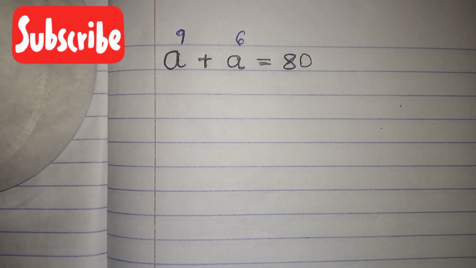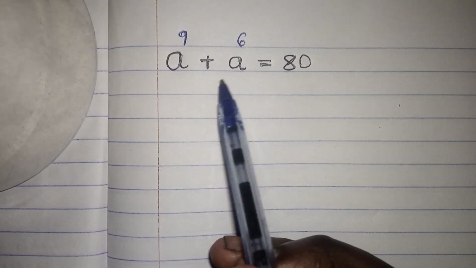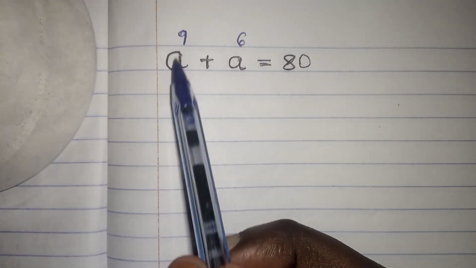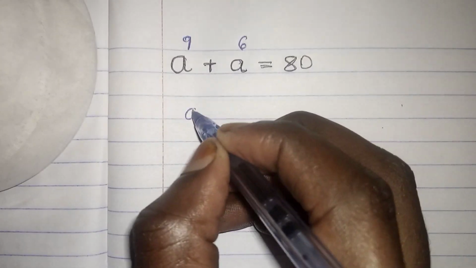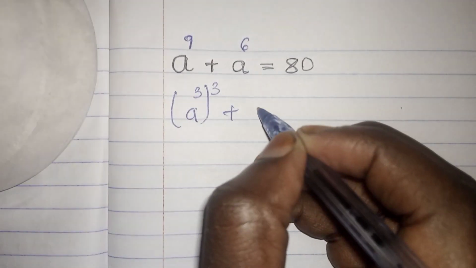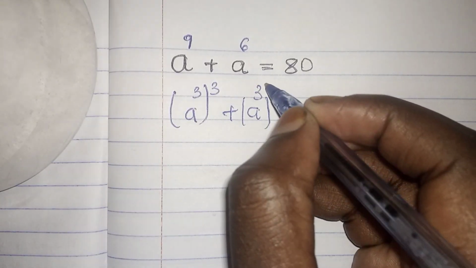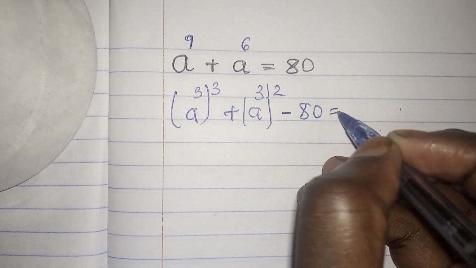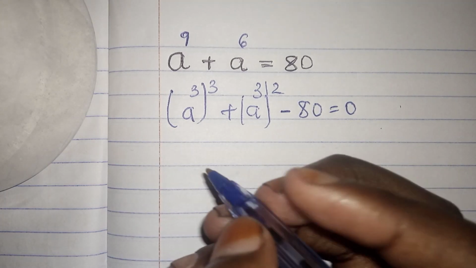So today we are going to solve for the real value of a, given that a to the power of 9 plus a to the power of 6 is equal to 80. So a to the power of 9, I can write it as a to the power of 3, all this to the power of 3, plus a to the power of 6, I can write it as a to the power of 3, all this to the power of 2, minus 80 is equal to 0. Okay, so a to the power of 3, or a cubed, is common.